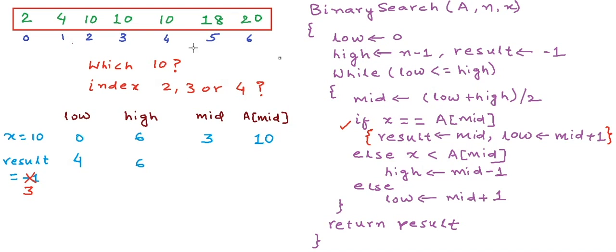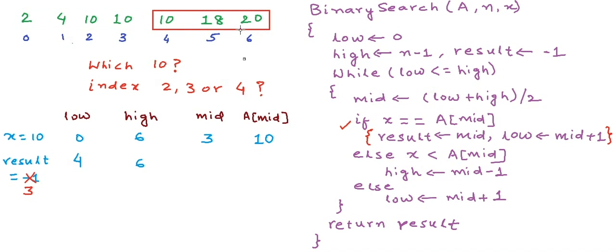So earlier our window was the whole array. Now our window or search space is this, and we already have information about the rightmost 10 that has occurred so far. Okay, so now mid would be 5, a[mid] would be 18. Now we go to this condition, x is less than a[mid]. So now high becomes mid - 1. So we have this range. Our window, our search space is now this, and so far we have found 10 at index 3.